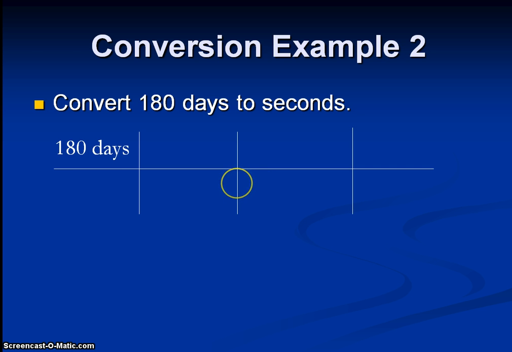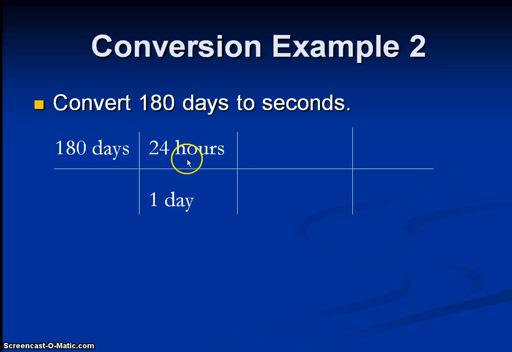I don't know how many seconds are in a day, but I know off the top of my head that there's 24 hours in one day. So this sets up our conversion factor. If we stopped here, days would cancel because they're on the top and the bottom, and we'd be left with hours. But the question asked for seconds, so we're going to continue.